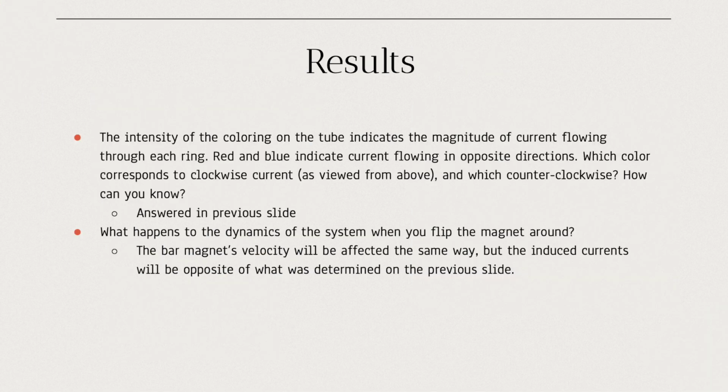This first question was answered on the previous slide, but the next one is what happens to the dynamics of the system when you flip the magnet around. Basically, the bar magnet's velocity will be affected in the same exact way, but the induced currents will be opposite of what was determined on the previous slide.